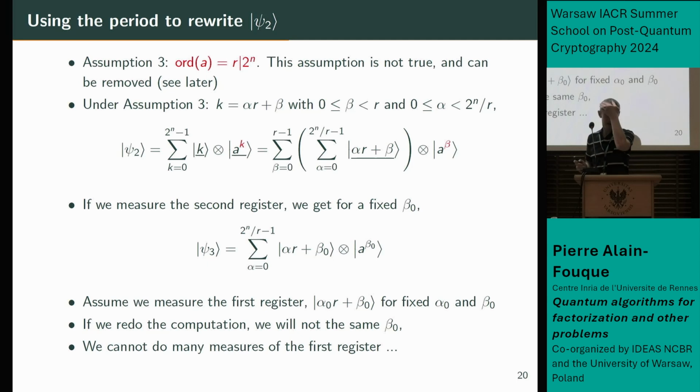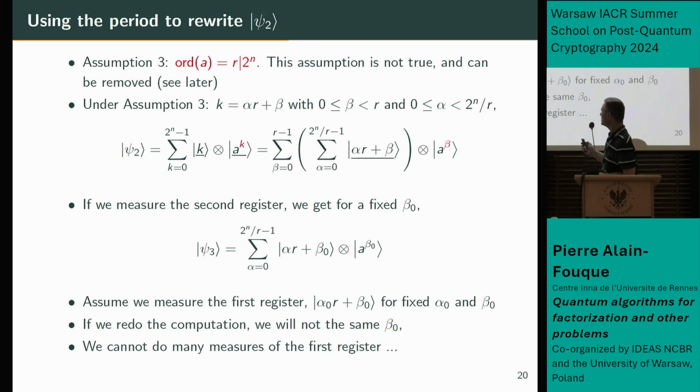So now let me explain that we are not done, because one thing that we can do, for instance, is measure the first register, and it will give us some value which is alpha 0 times r plus beta 0 for some completely random value of alpha 0 and beta 0. Okay? And so we will get a number, but we don't know alpha 0. So, no, we know beta 0 because we measure it, but we don't know alpha 0. And so it's not easy to recover r from this value.